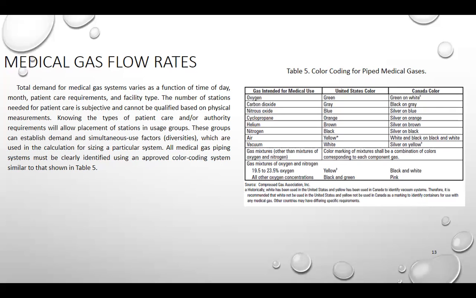All medical piping systems must be clearly identified using an approved color coding system similar to that shown in Table 5. So, dito tayo sa US color, mayroong oxygen green, carbon dioxide gray, nitrous oxide blue, cyclopropane orange, helium brown, nitrogen black, air yellow, vacuum white. Okay? So, gas mixture other than oxygen and nitrogen, ayan yung color niya. Color marking of mixture shall be a combination of colors corresponding to its component gases. So, and the rest, yun yan, from CGA.